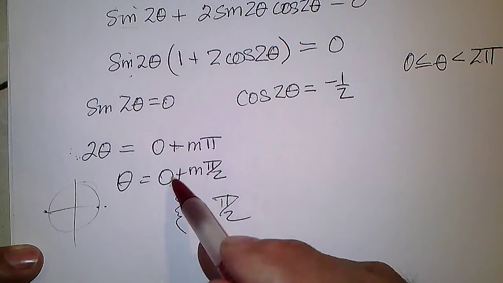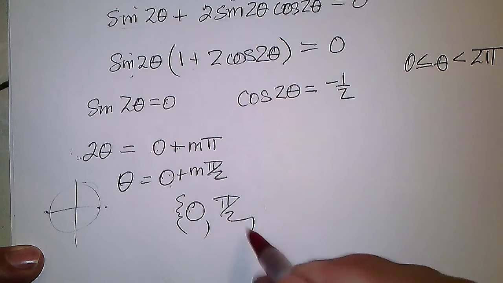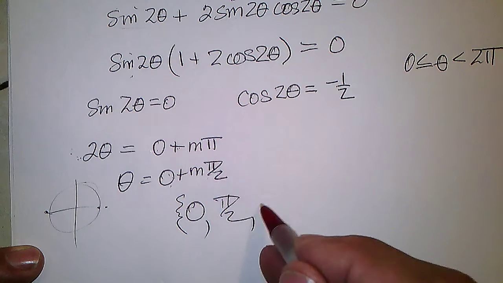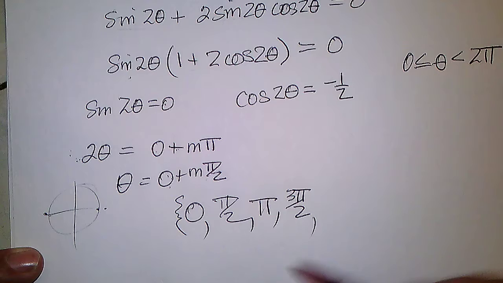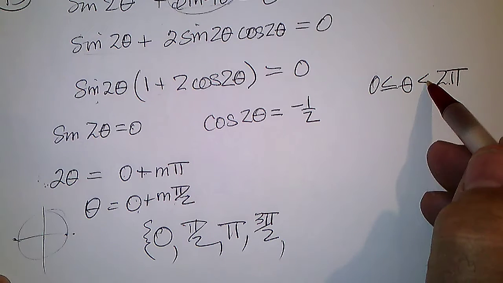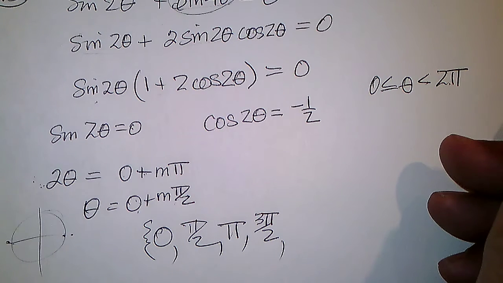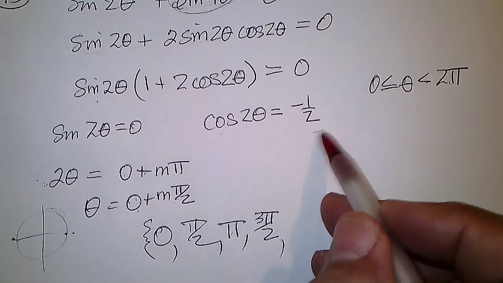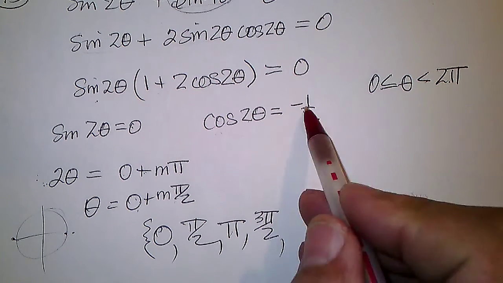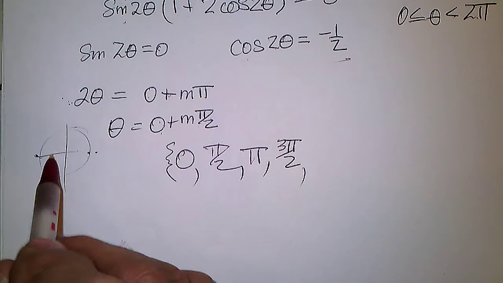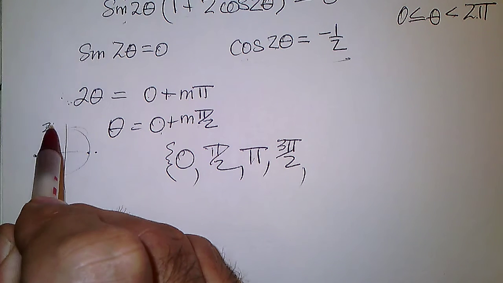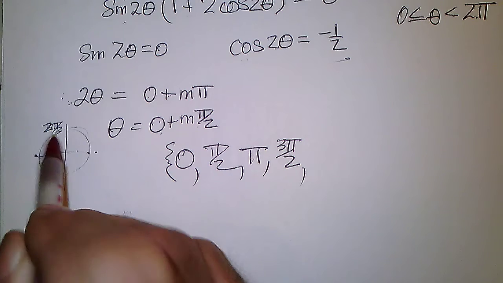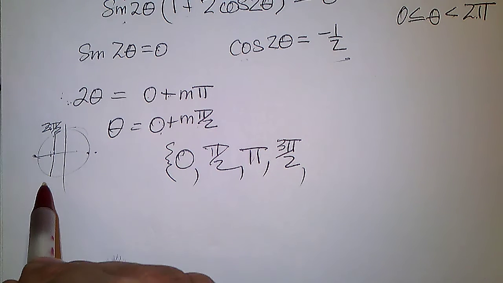Pi over 2, which is pi over 2 more than 0. And another pi over 2 would be pi. Another pi over 2 would be 3 pi over 2. Another one would be 2 pi, but they didn't say include it. So then I have to go for the answers out of this one. And cosine is equal to negative 1/2. Negative 1/2 at 2 pi over 3, and also down here.